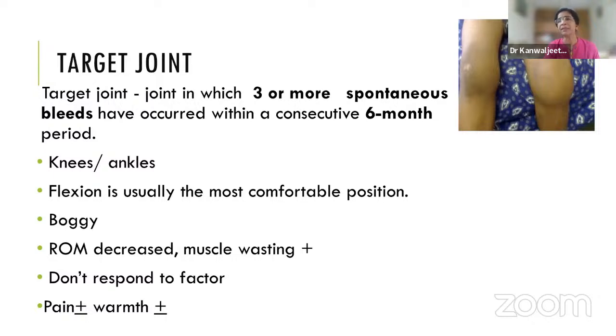The reason it is important is that there is synovial thickening and increased proliferation of vasculature in this synovium, which is more fragile and tends to bleed more, leading to a vicious cycle. So the ankles are more commonly affected, and they do come in a flexed position as the joint space is increased and it's the most comfortable position. There is swelling, range of motion is decreased. You can appreciate some muscle wasting here. They usually don't respond to factor. There may be some pain and some warmth, and that is how they differ from the acute bleeds.